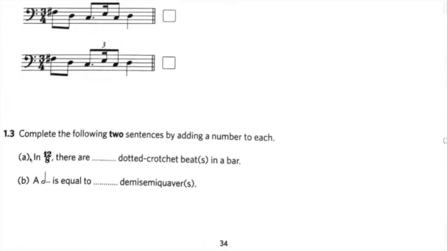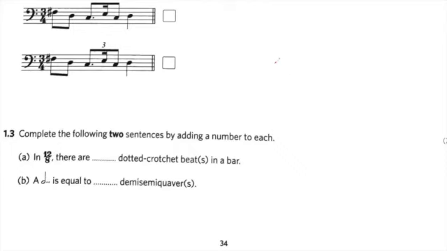These are the wordy questions. Complete the following 2 sentences by adding a number to each. It's amazing how students can find this difficult, or they might just miss a small detail that completely throws them off the meaning. So my advice would be to read it very, very slowly and to write out absolutely everything into notes rather than the words, because we are not used to seeing these as words.